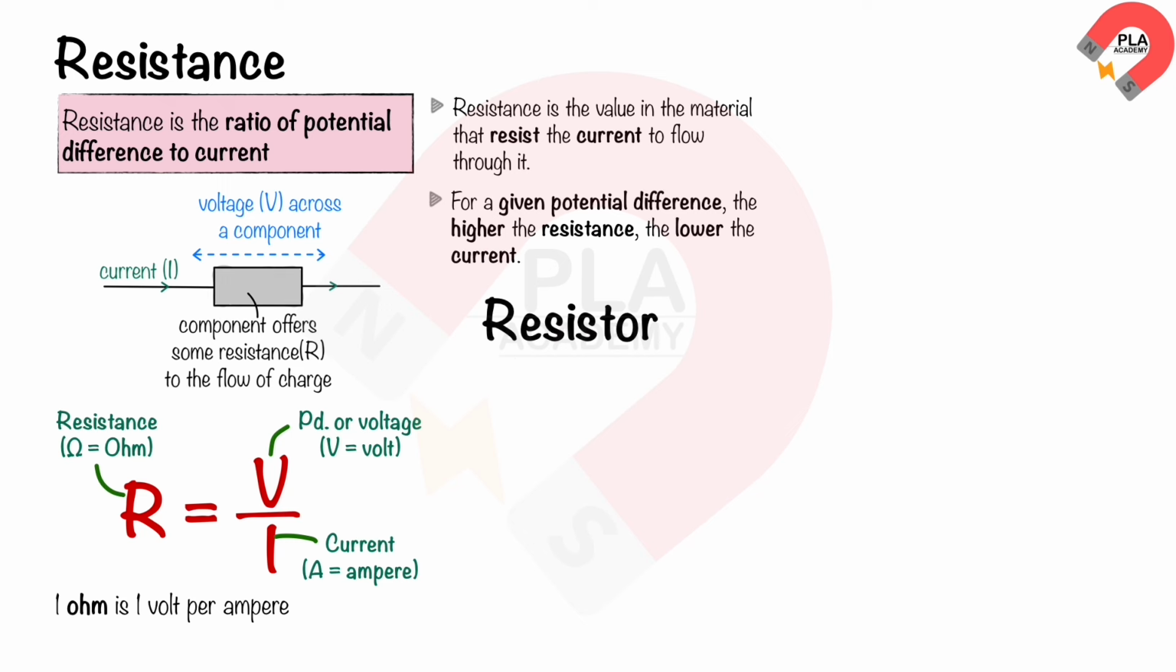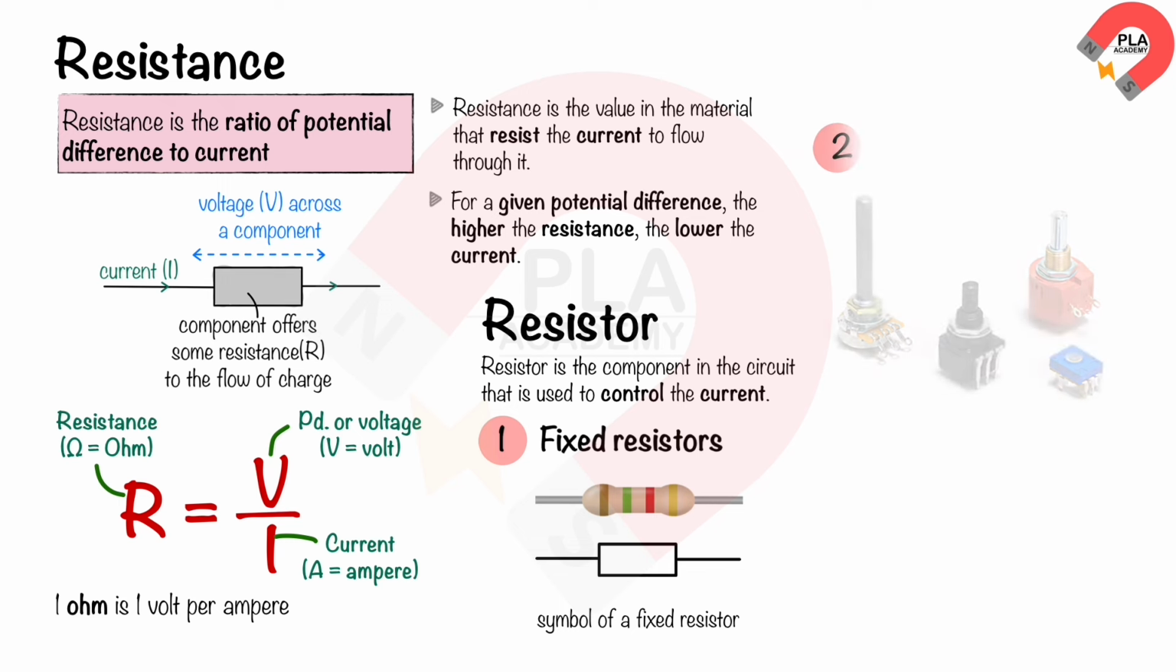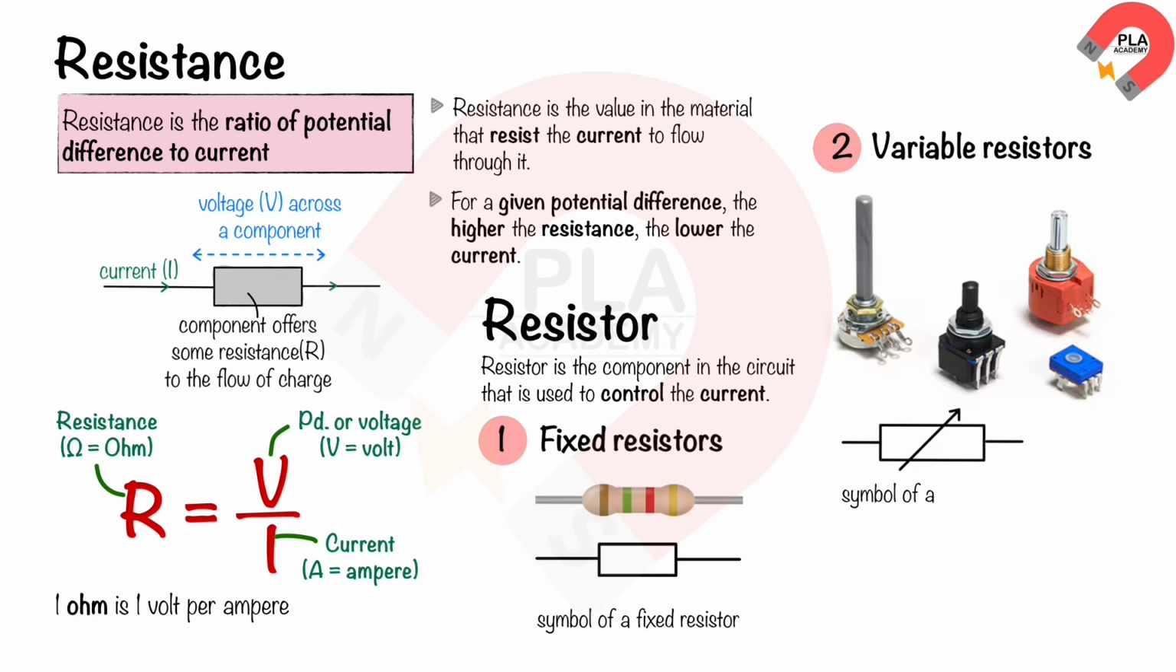Resistor. A resistor is a component in the circuit that is used to control the current. There are two types of resistor, a fixed resistor and a variable resistor. The fixed resistor and its symbol are shown in the diagram. The variable resistor and its symbol are shown in the diagram. The variable resistor is used to vary the current in the circuit.